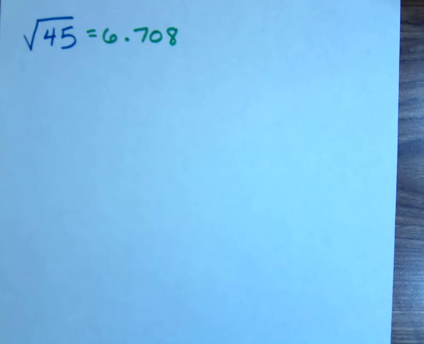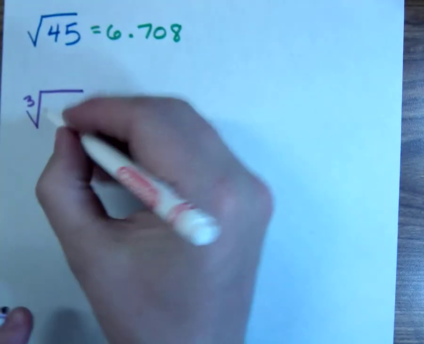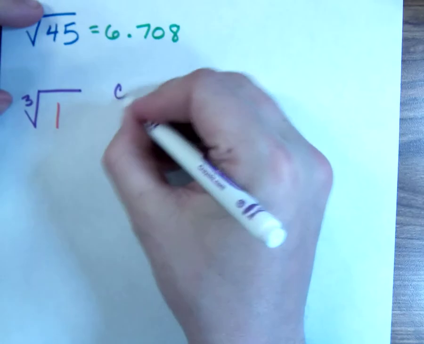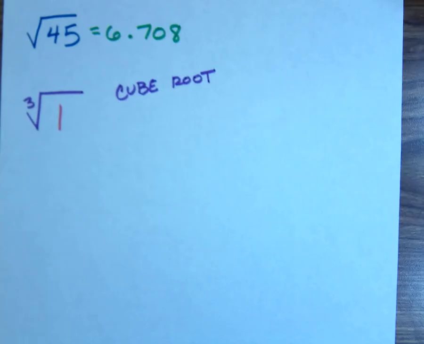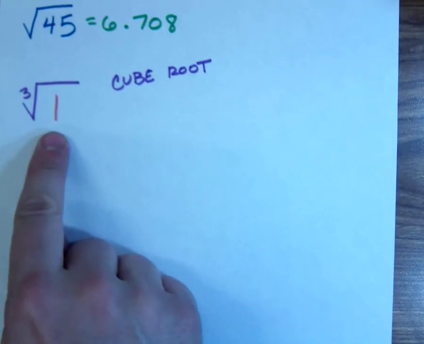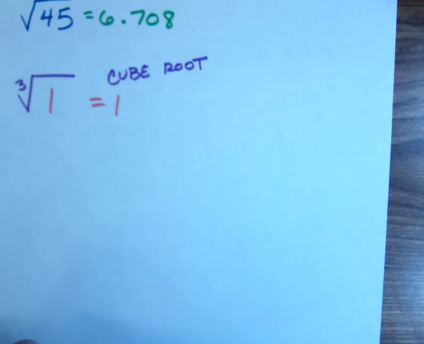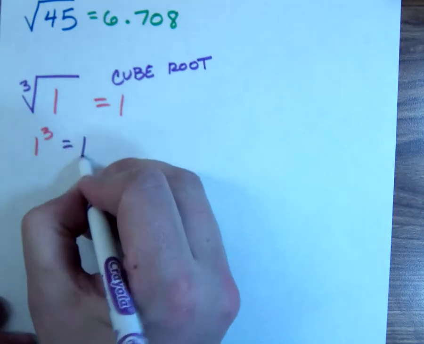But I told you radicals aren't all square roots. So let me show you one that's not a square root. This is called a cube root. This question is saying, what number, when I cube it, gives me 1? What number multiplied by itself 3 times is 1? And the answer is 1, because 1 to the 3rd power, or 1 times 1 times 1, is 1.